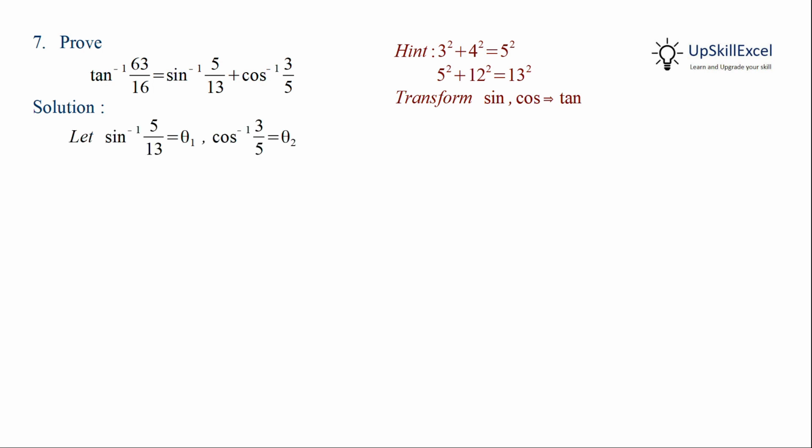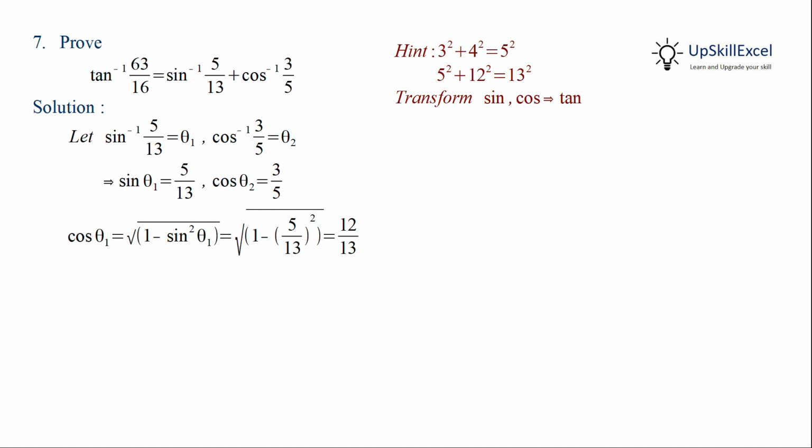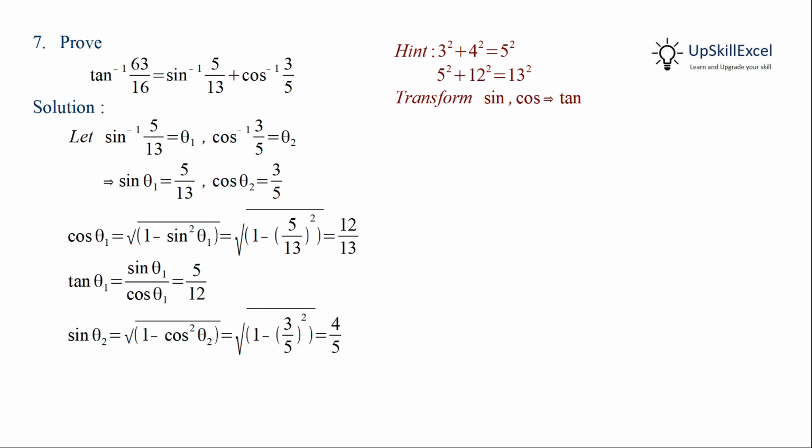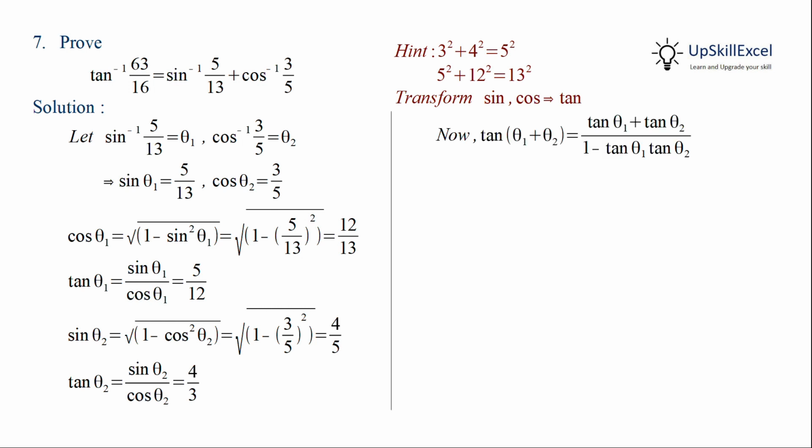So let's start by assuming sin inverse 5 by 13 is equal to theta 1 and cos inverse 3 by 5 is equal to theta 2. From this we can find out cos theta 1 and tan theta 1 and sin theta 2 and tan theta 2. Now we can apply the tan of theta 1 plus theta 2 formula. We have already got tan theta 1 and theta 2. Substituting it, we get 63 by 16.